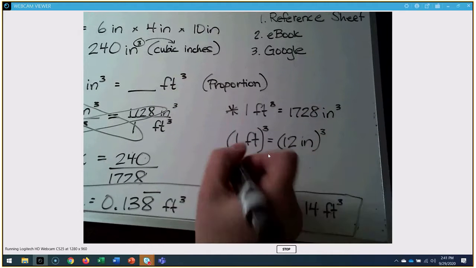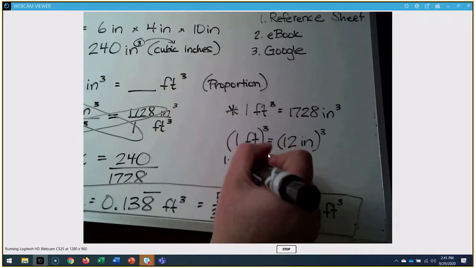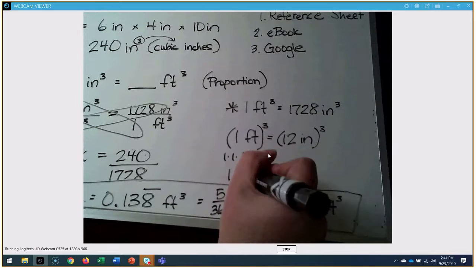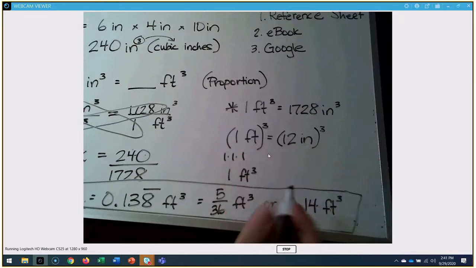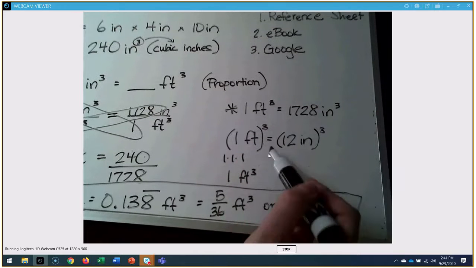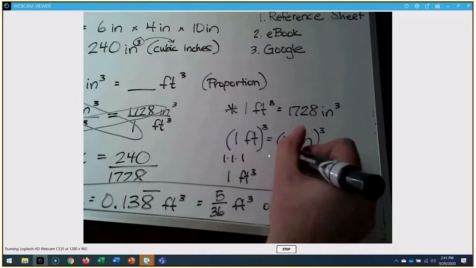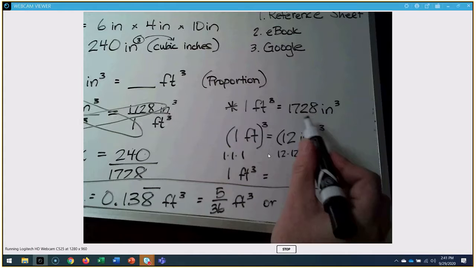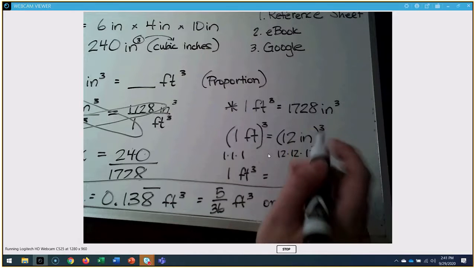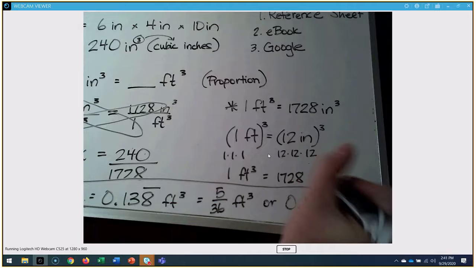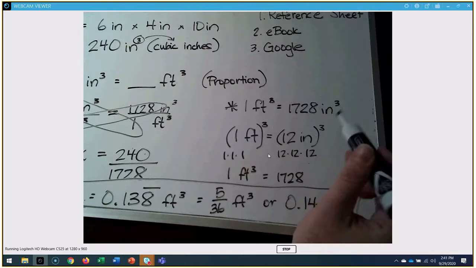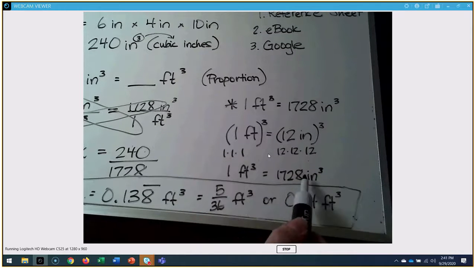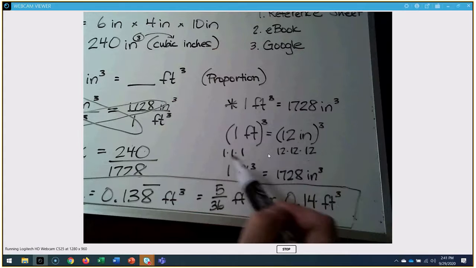What I mean by that is 1 times 1 times 1. We need 3 of them. 1 times 1 times 1 is just 1. Feet times feet times feet is feet cubed. And then over here, 12 inches cubed is 12 times 12 times 12, which happens to be 1,728. And inch times inch times inch is cubic inches. Okay, so you could have found it yourself by just working this out on your own.